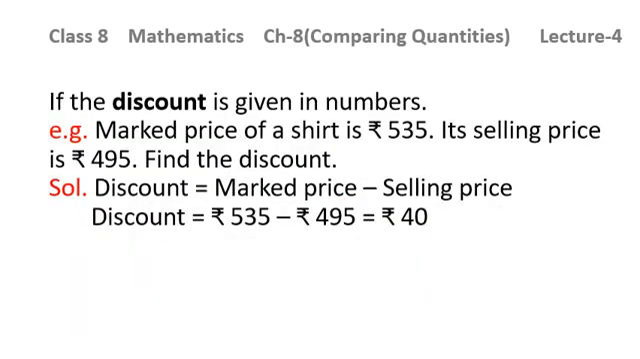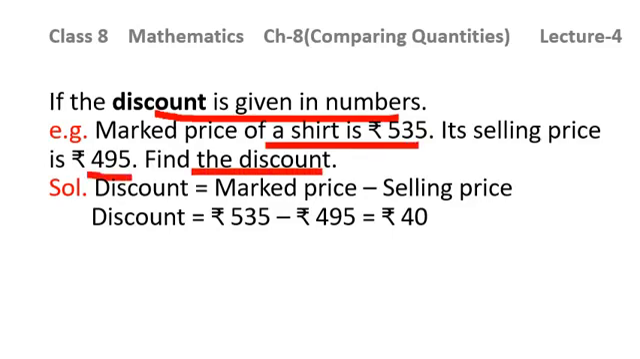Now, if the discount is given to you in numbers, marked price is given to you as 535, selling price is 495. You need to find out the discount. We have learned the formula SP is equal to marked price minus discount. So in terms of discount, what will be the formula? Marked price minus selling price. So marked price is 535 minus 495. You will be getting 40. So if discount is given to you in numbers, you can calculate discount using this formula simply.